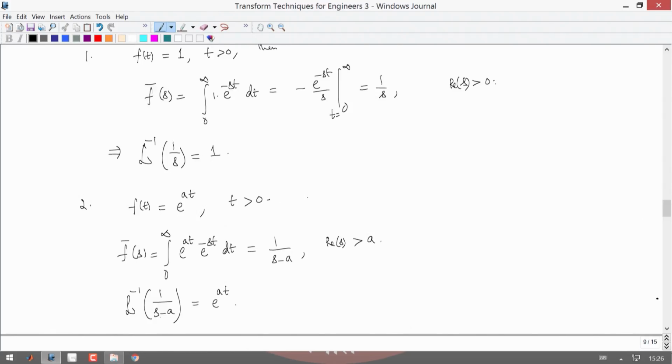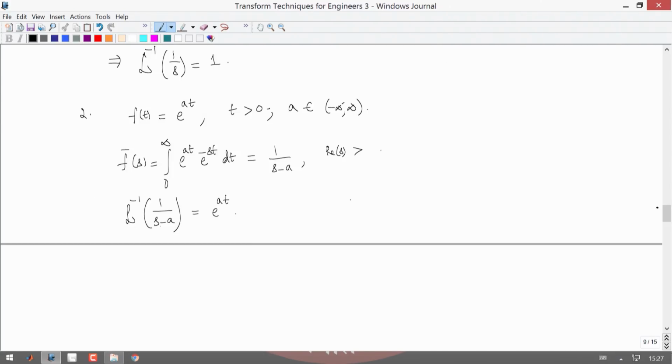This a can even be a negative number. Let us see what happens if it is a negative number. It is going to be 1 by s plus a, and you have to write the real part of s greater than minus a in that case. So your analytic function will be defined there, and you can choose the contour anywhere greater than minus a, from c minus i infinity to c plus i infinity. So you can see that this is actually valid for every a belonging to minus infinity to infinity.